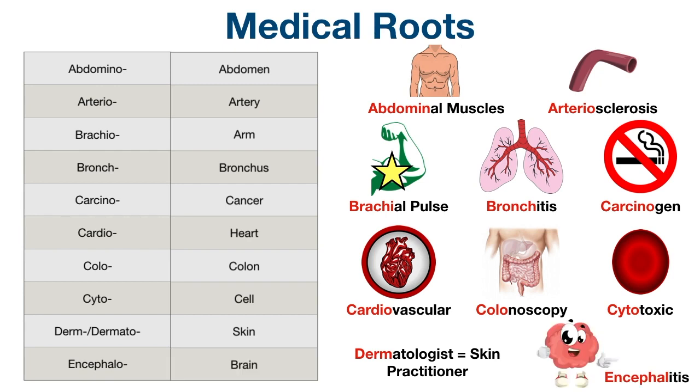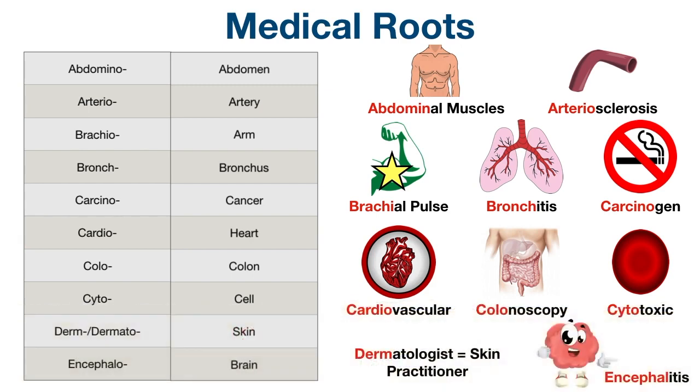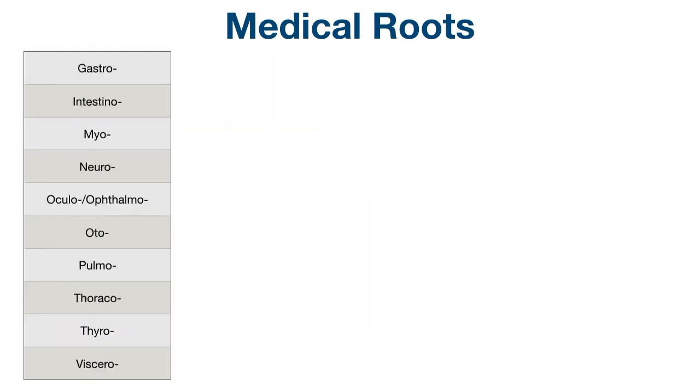Finally, we have encephalo, which refers to the brain. A medical term is encephalitis. We'll learn that itis means inflammation when we talk about suffixes in the next video, so encephalitis is inflammation of the brain. Let's continue with more common roots.